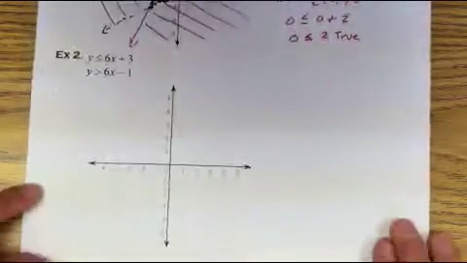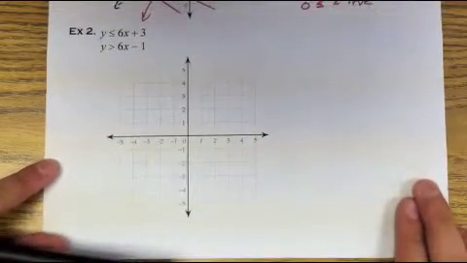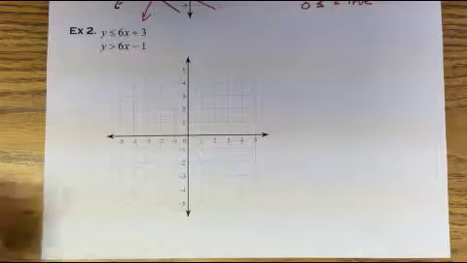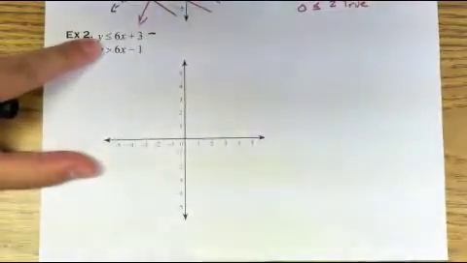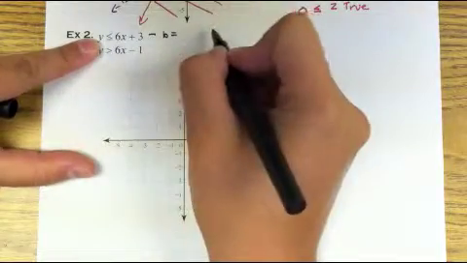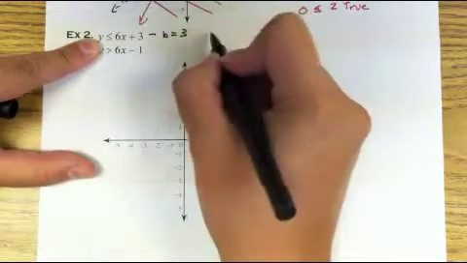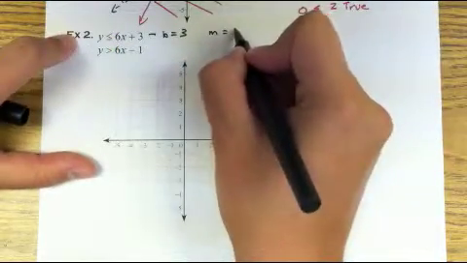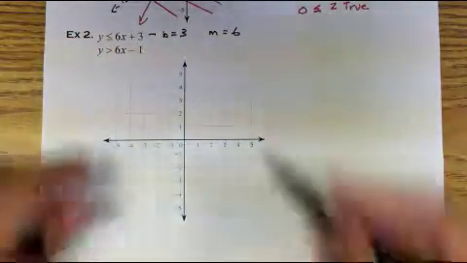So let's look at example number 2. It's both in slope-intercept form, so we can get this done really quick. The first equation I'm going to do in black, the second one I'm going to do in red. What is my b in this equation? 3. What is my m in this equation? 6. Good. Let's go ahead and plot that.